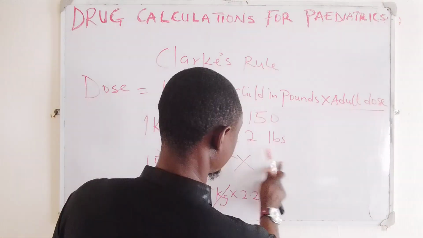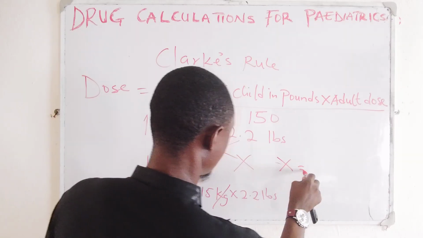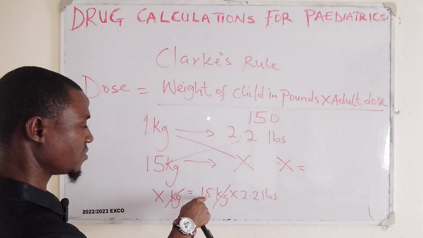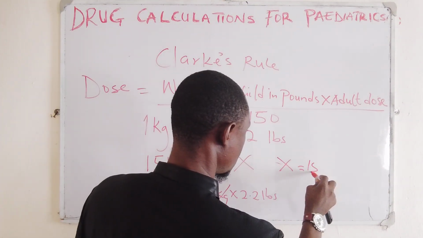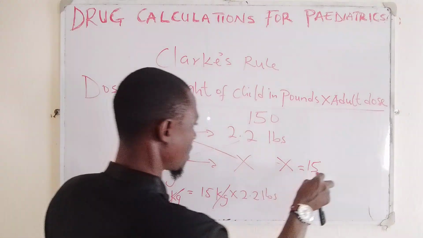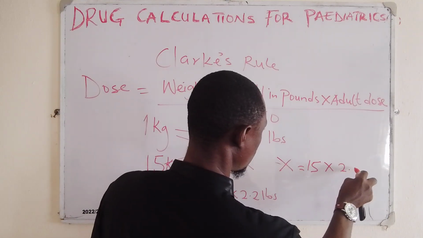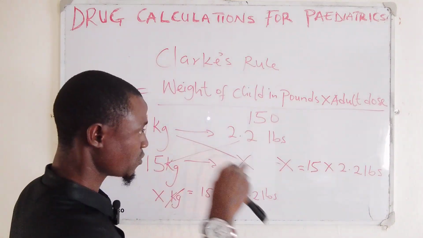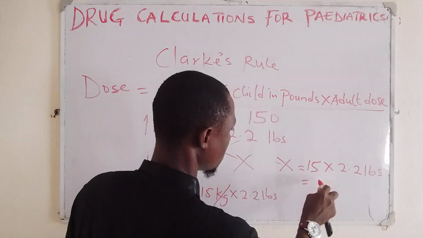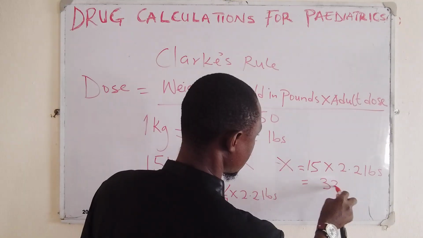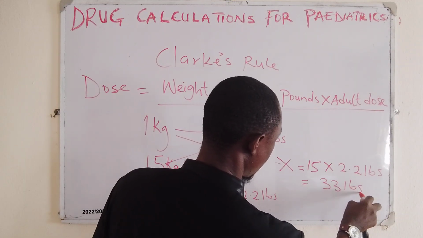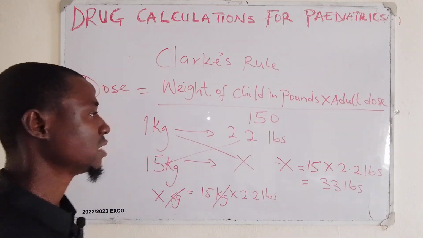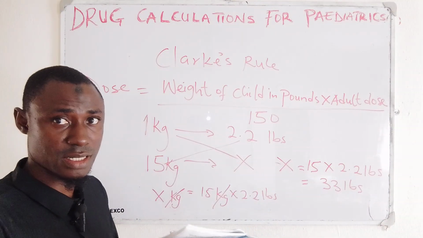Our x will automatically be what we have left, which is 15 multiplied by 2.2 lbs, which is pounds. Now, if you do this, x will be 33 pounds. So this is the conversion process.